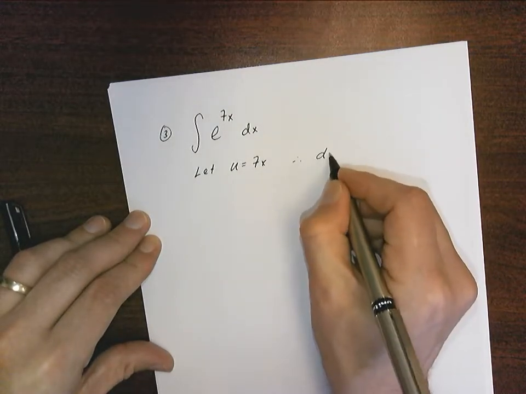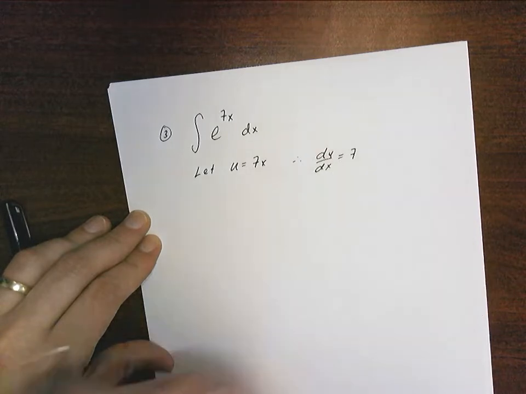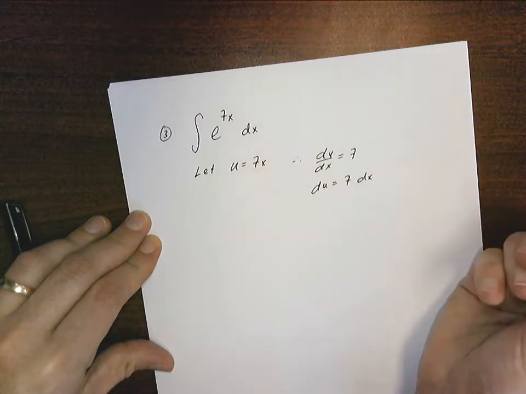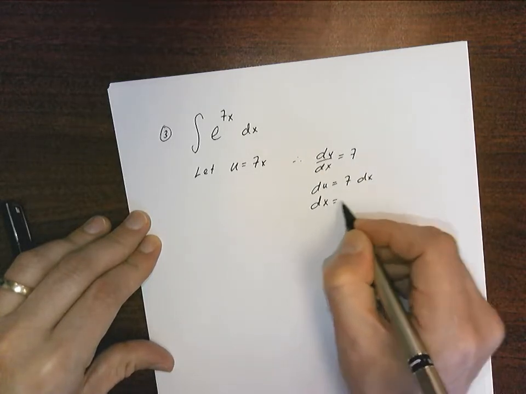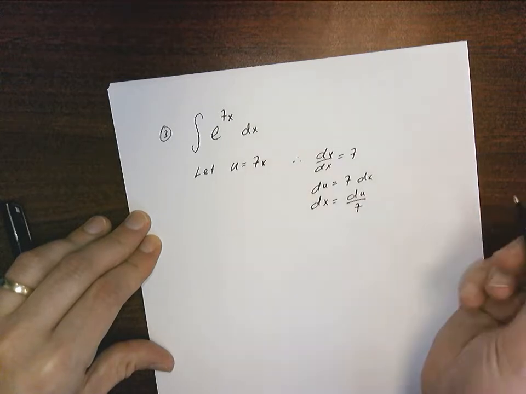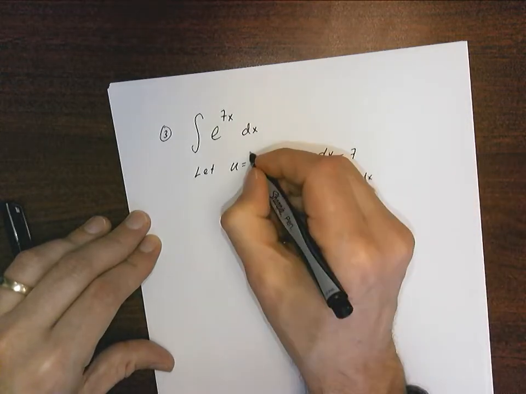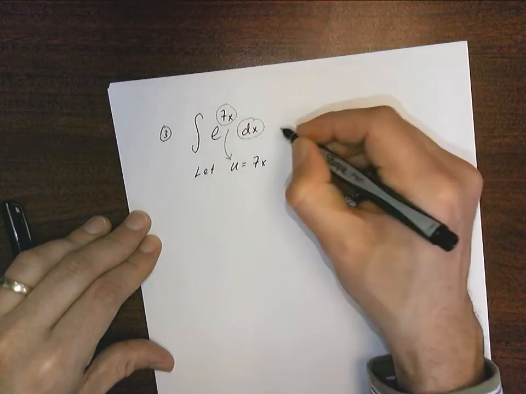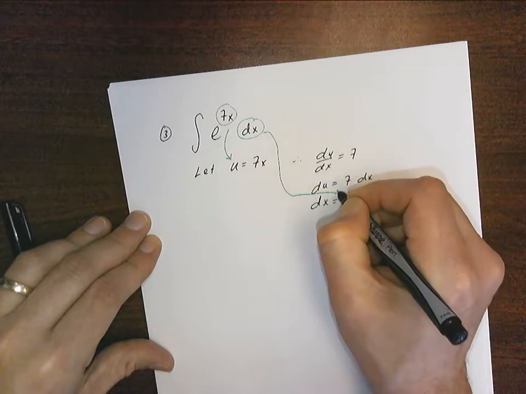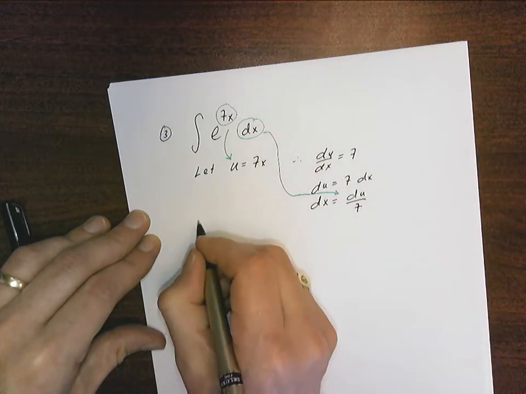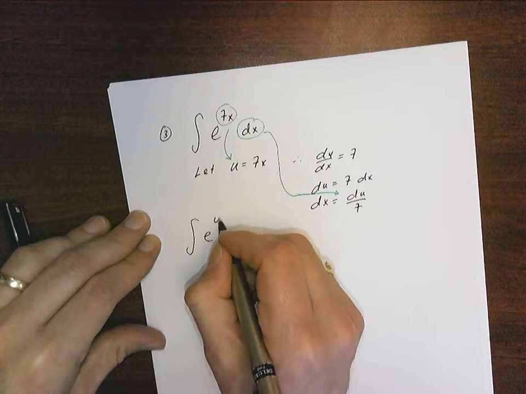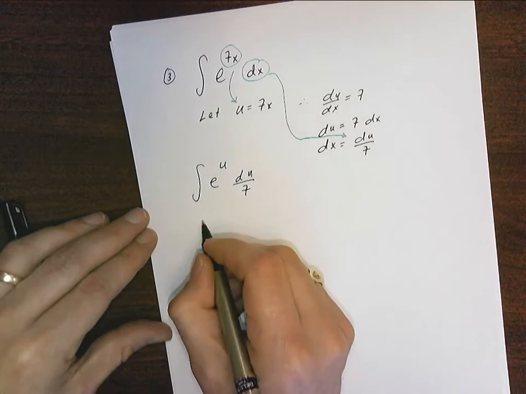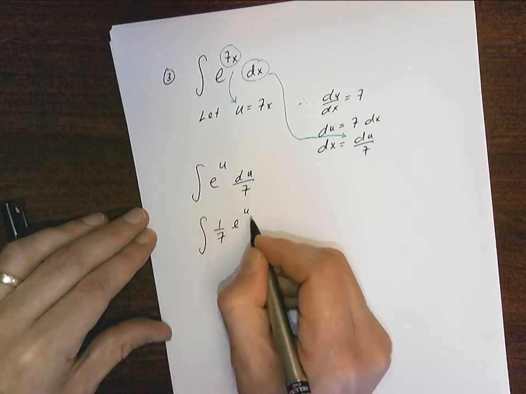Therefore, du by dx is going to equal 7. Now, I'm going to rearrange this. This is du equals 7 dx. Or another way to think about it is dx equals du divided by 7. So I'm going to take this 7x and replace it by u, and I'm going to take this dx and replace it with du over 7. The integral of e to the u, du over 7. Well, that's the same as saying 1 over 7 times e to the u du.